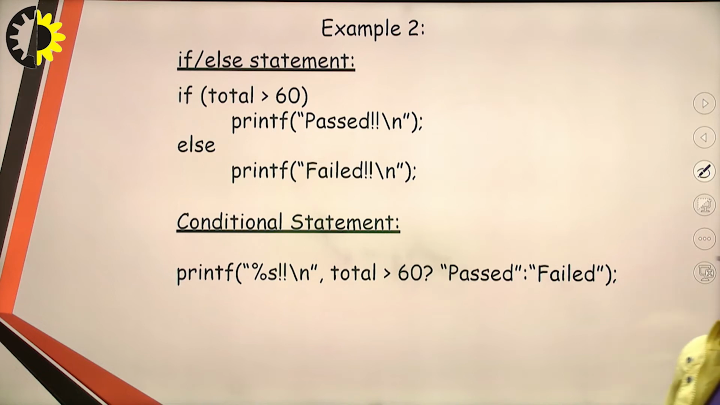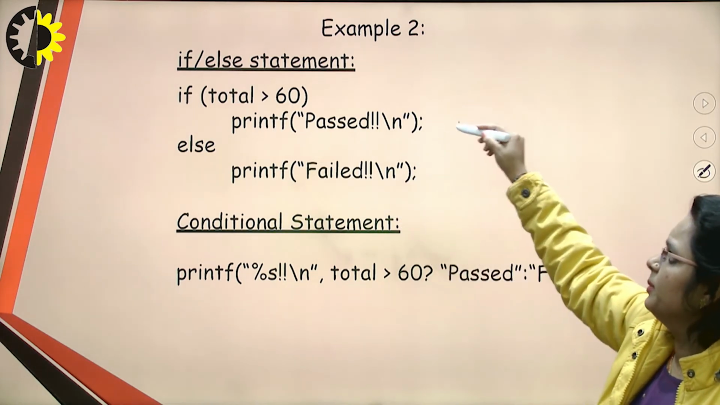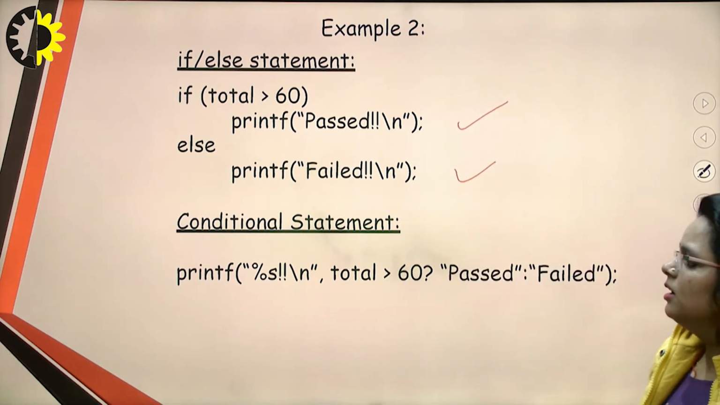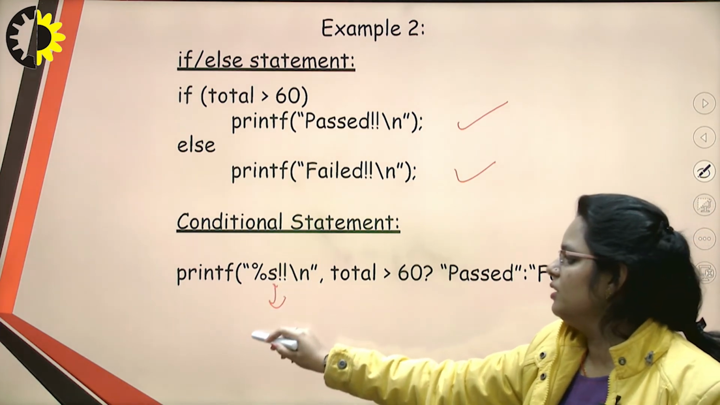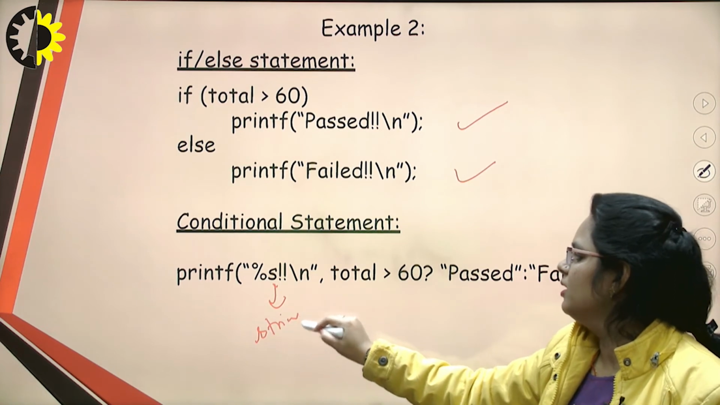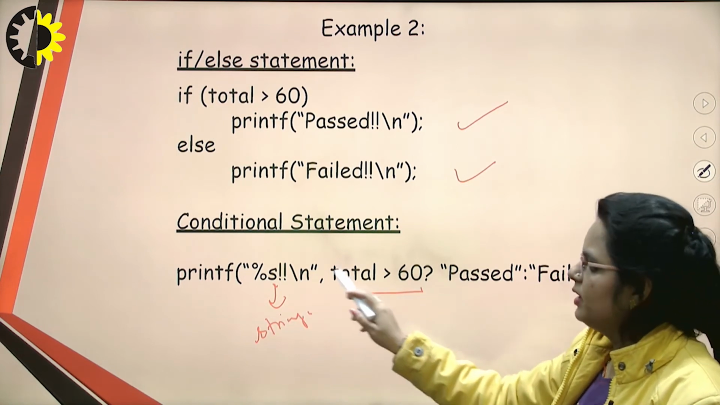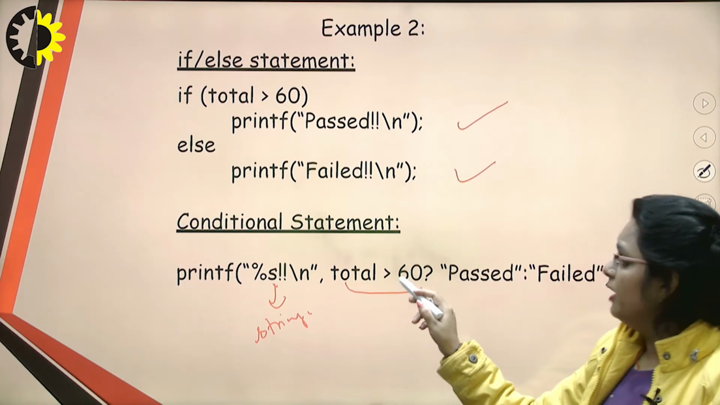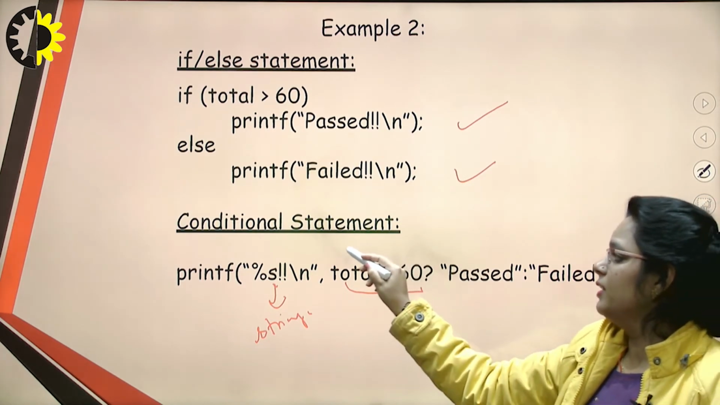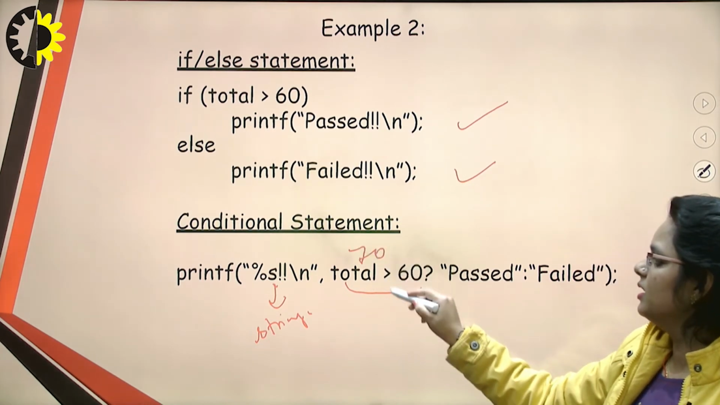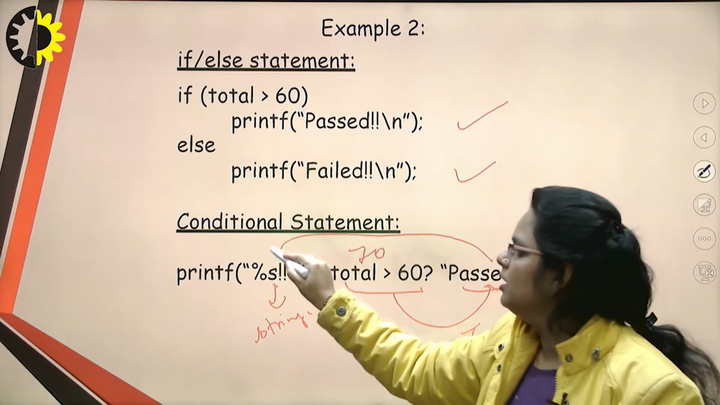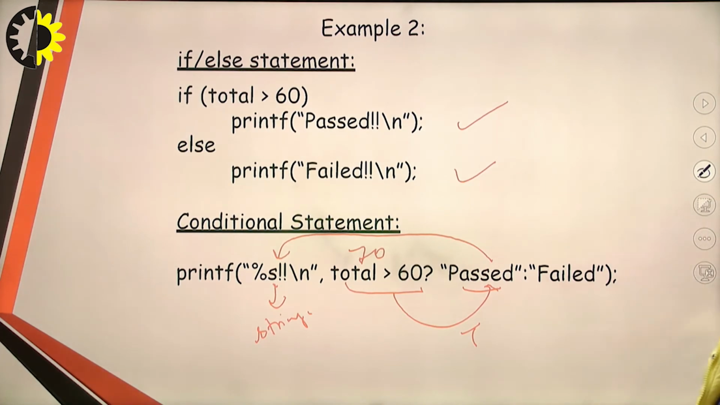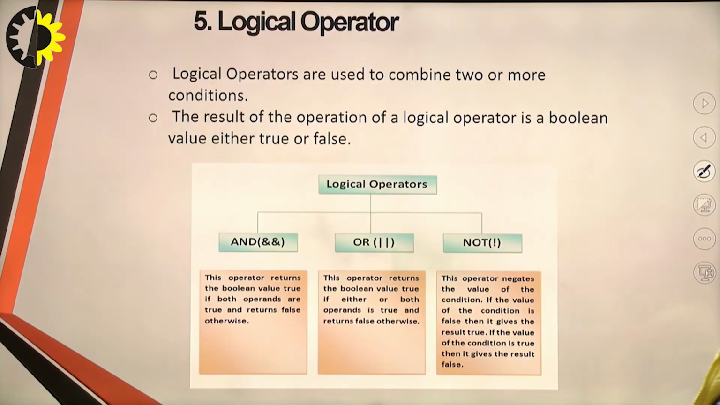So here it is. If total is greater than 60, printf pass, else print failed. This is how it works. See, here this is actually a string. We are going to print a string. What is evaluated here, and what is going to be printed over here? If total is greater than 60, let us say our total is 70. If 70 is greater than 60, yes, this condition is true, then it will return pass, and pass would be printed over here in the printf statement. So it would be returned by this operator.